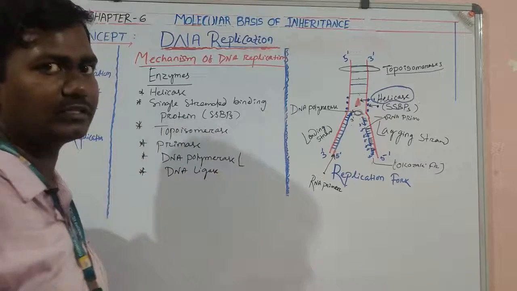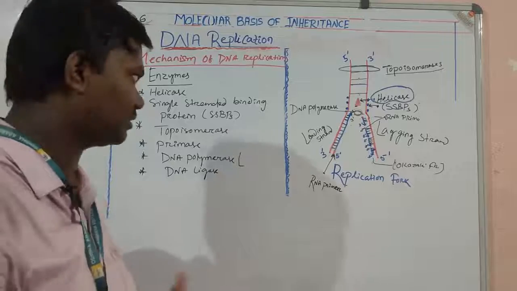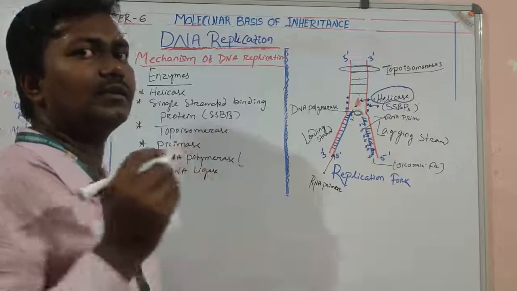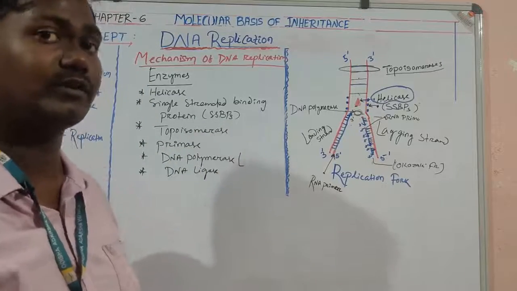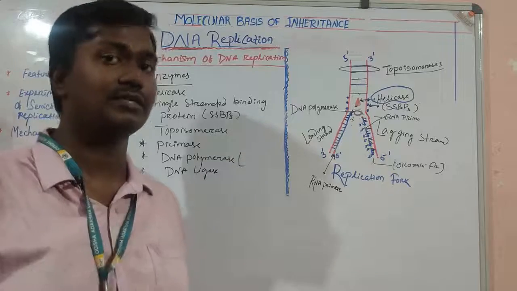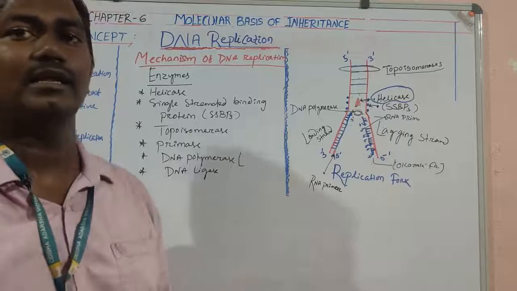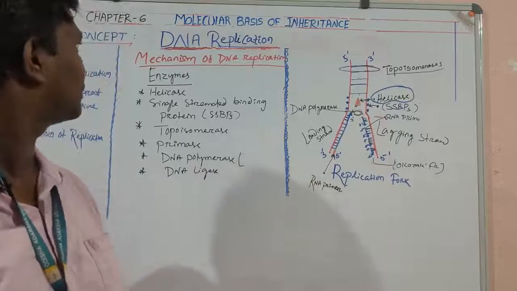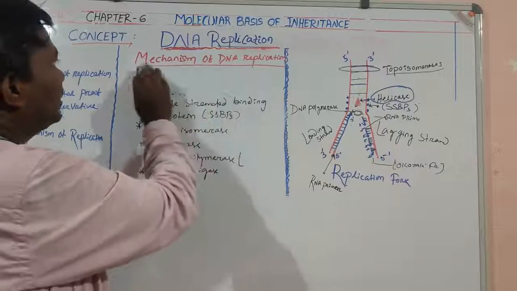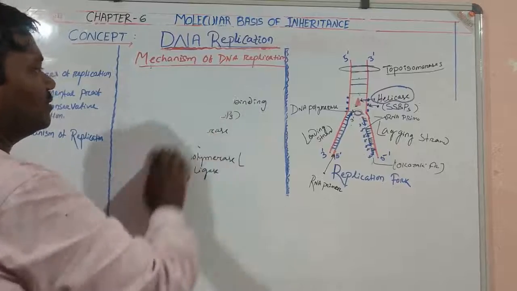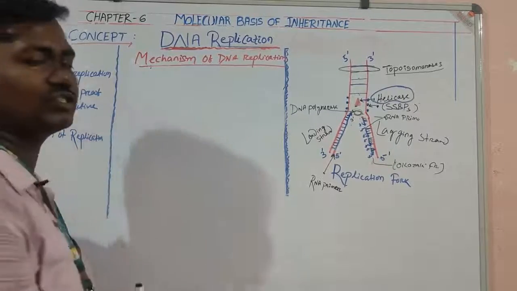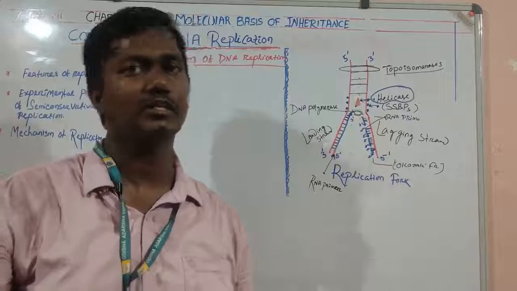Remember, in prokaryotes there are three types of DNA polymerase: DNA polymerase 1, 2 and 3. But in eukaryotes there are 5 types of DNA polymerase required in the mechanism of DNA replication. Okay. DNA replication is divided into 3 parts. First is initiation, then elongation, then termination.